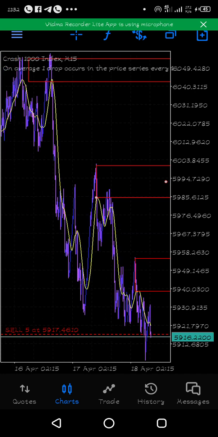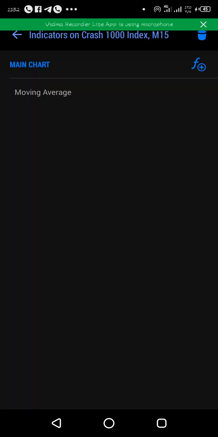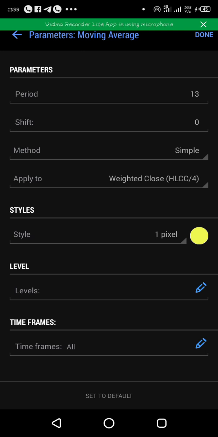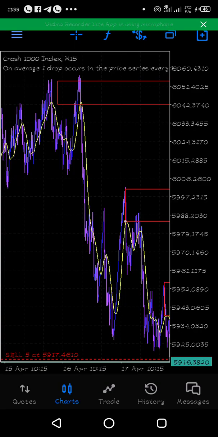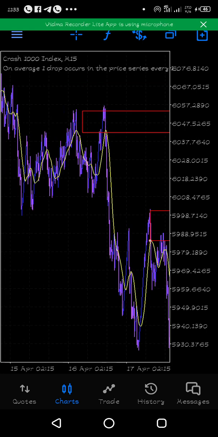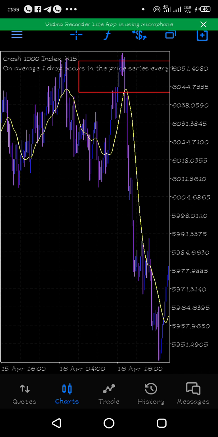For beginners, I'm using what we call moving average 13 here. As you can see, this is a moving average 13, simple moving average. You can use close, you can use weighted close, that's what I'm using, or you can use open, close, and whichever one you feel will work best for you. That's the only indicator I'm putting on my chart. This indicator will help me to see where the market changes direction.